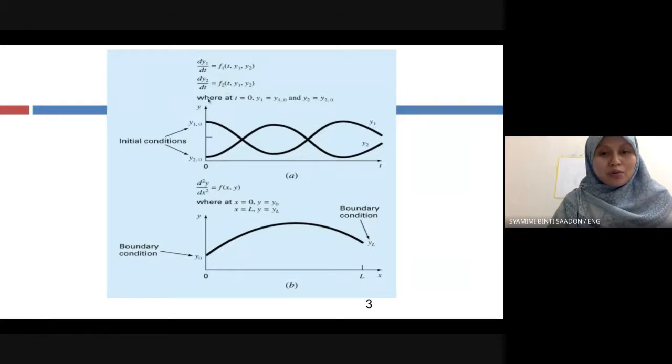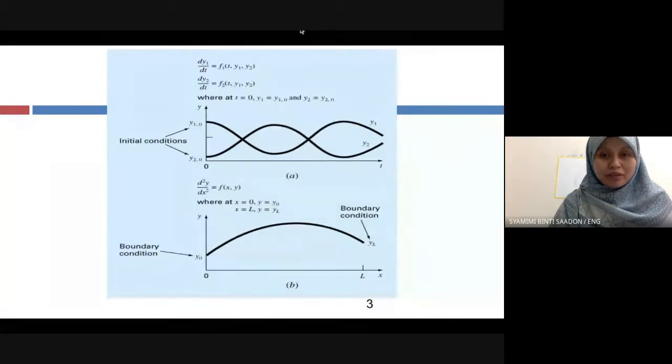We have two functions, dy1 and dy2, with functions f1, f2. For example, in this graphic, we are given the initial value y1 equals the initial value of y1, and y2 equals the initial value of y2, for this function. So this is a set of ordinary differential equations, ODE. If we have this, then we can solve these equations as initial value problems.